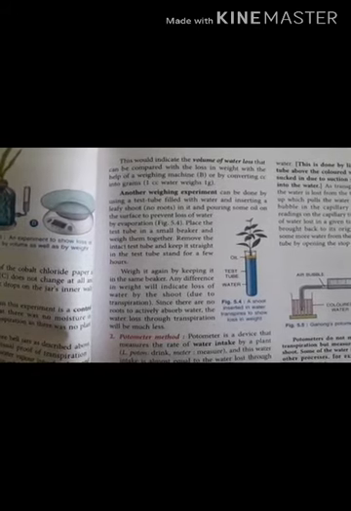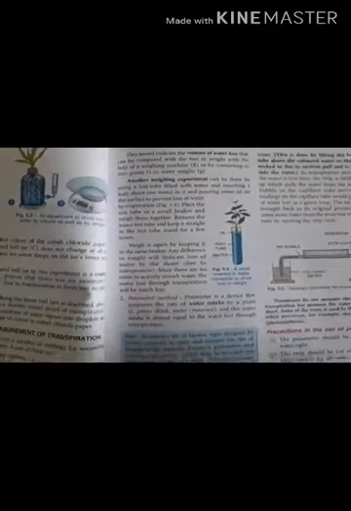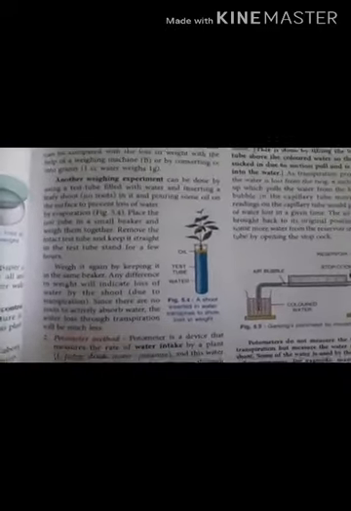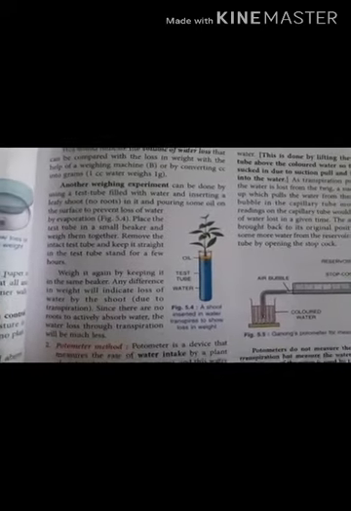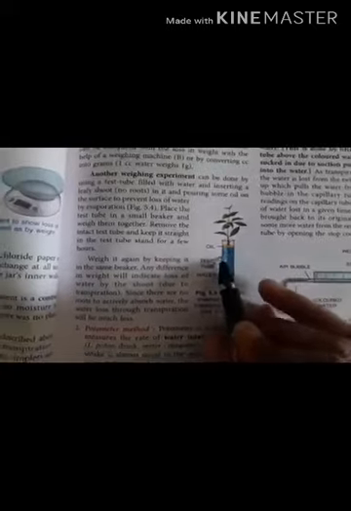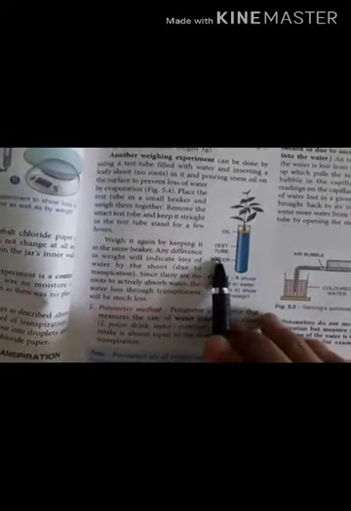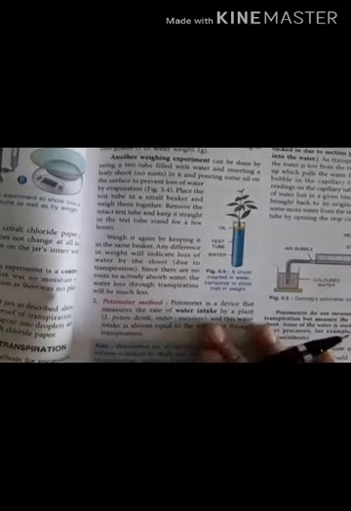Now this test tube, you have to keep in a small beaker. When you put the test tube into the beaker, you have to weigh it, the beaker and the test tube, both together. After weighing it, you have to remove the test tube, keep it in a test tube stand and let it be there for a few hours.